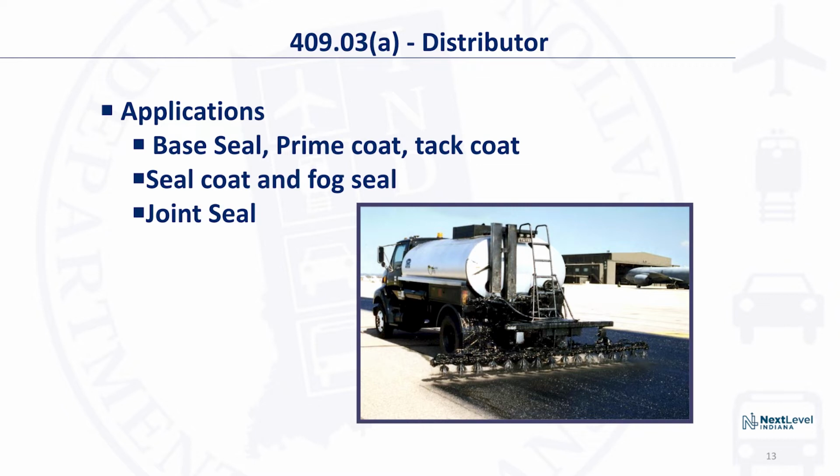So besides tack coat, there are other applications in the spec. We don't see a lot of these anymore. Base seal, prime coat, we don't see a lot of those anymore. But again, it's used for tack coat, seal coat, and fog seal. I think that's typically done by maintenance forces, so I'm not sure there are a lot of those in contracts. But we do also use it for the joint seal, which I know there are differing opinions on, but INDOT does require the joint seal over the joint.